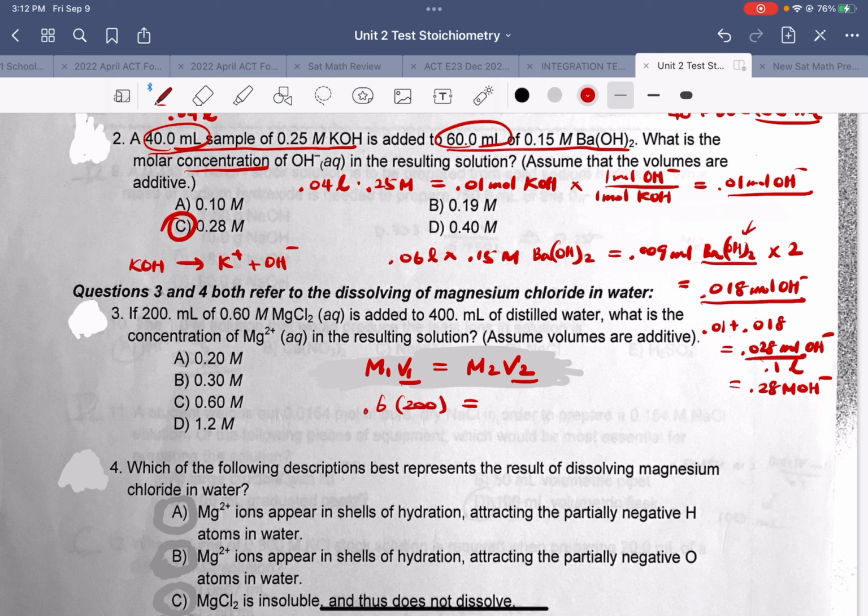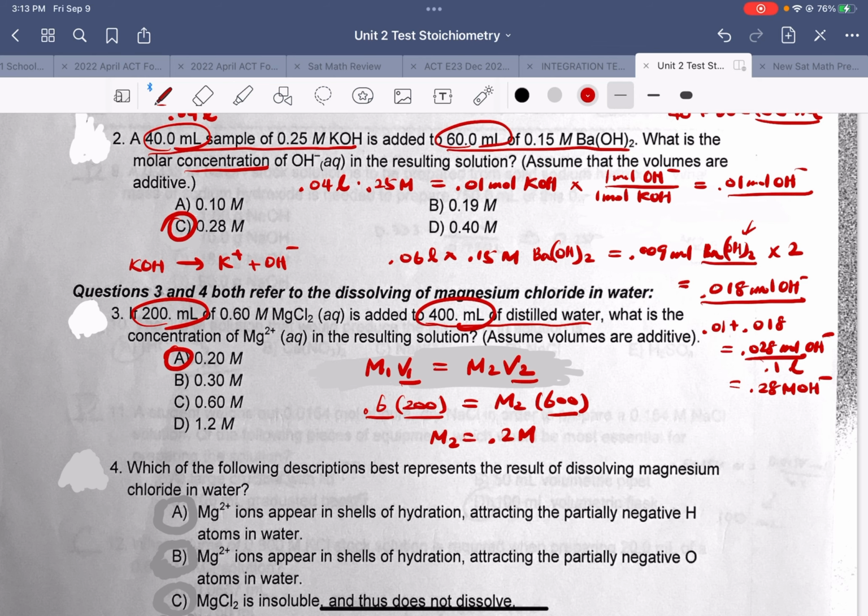And now what is the molarity? That's what you're looking for. You add 400 milliliter of distilled water, so the final volume is 600, not just 400, because 400 plus 200 is 600. If it's 200, then 0.6 molarity. Now, if it's 600 milliliter, how much is the molarity? Use a calculator and divide by 600, and you're going to get 0.2 molarity. So the answer is A.